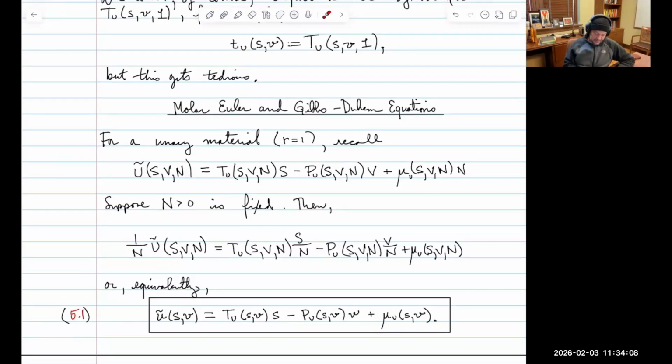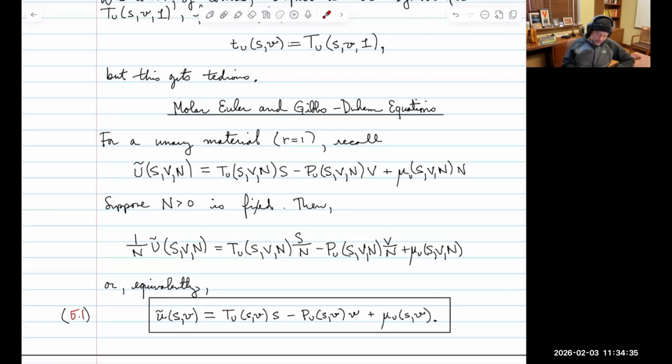So for a unary material, the Euler equation in the energy form, or for the energy function, is just U is equal to T times S minus P times V plus mu times N. This is sometimes called the integrated form of the Euler equation. This is the standard version of it.